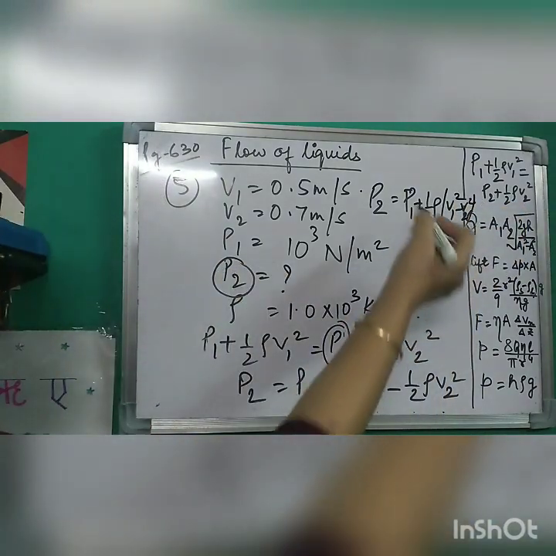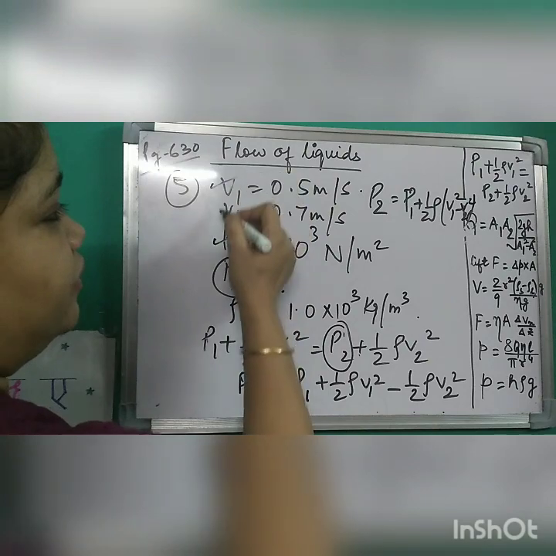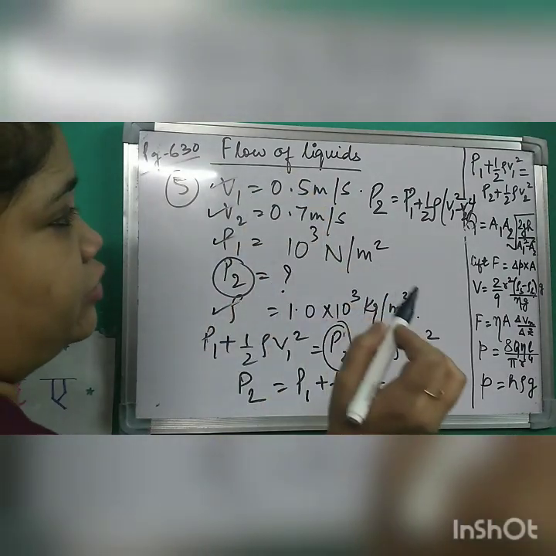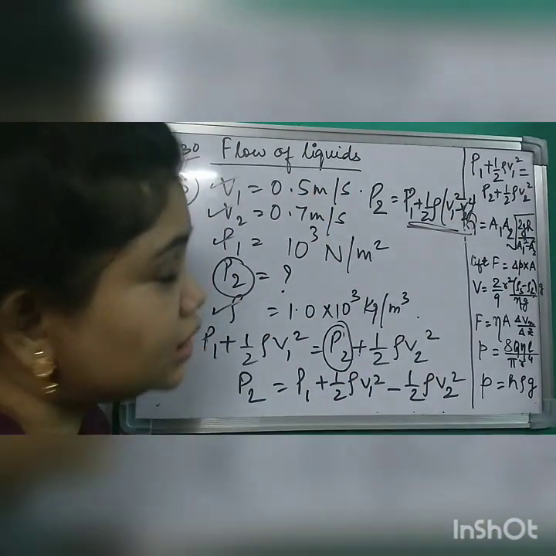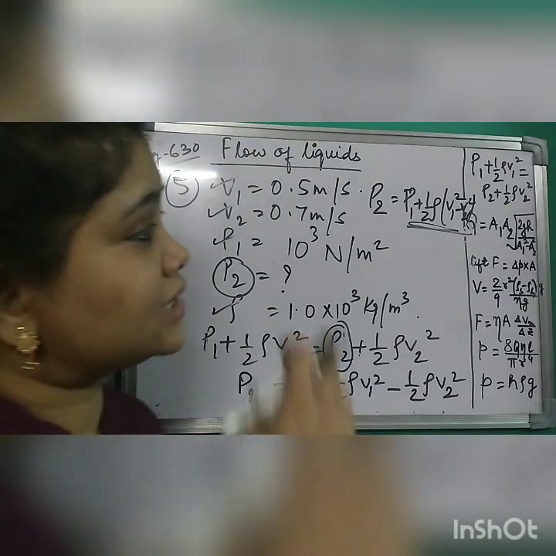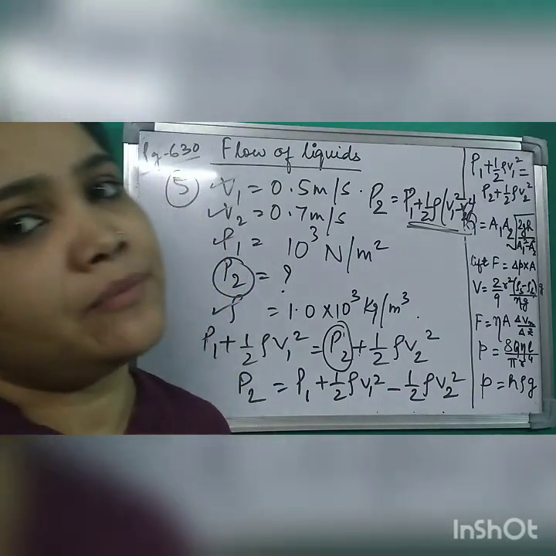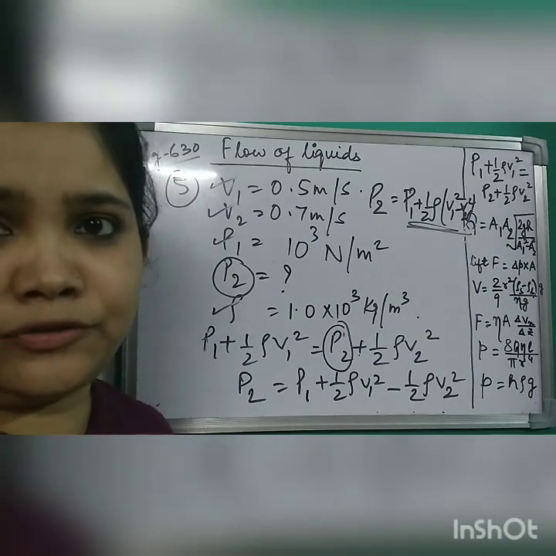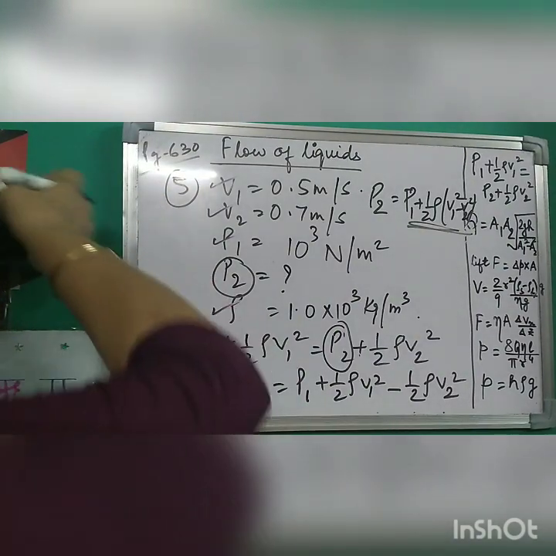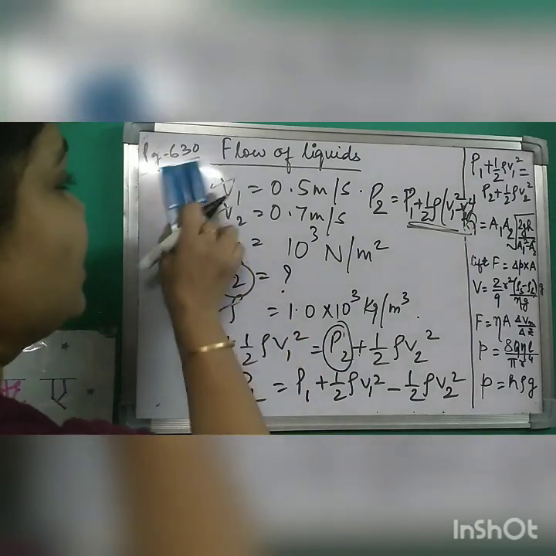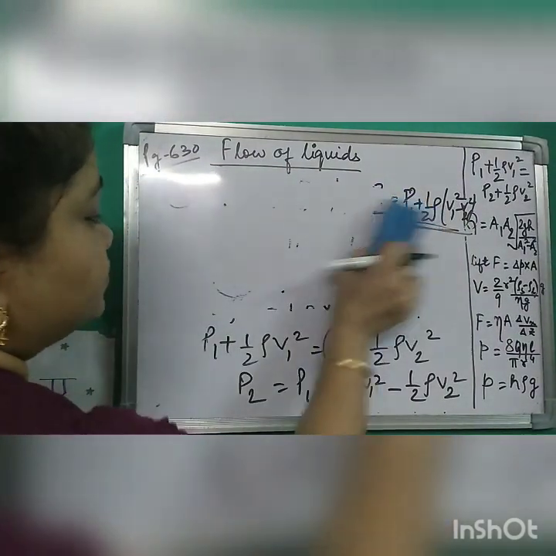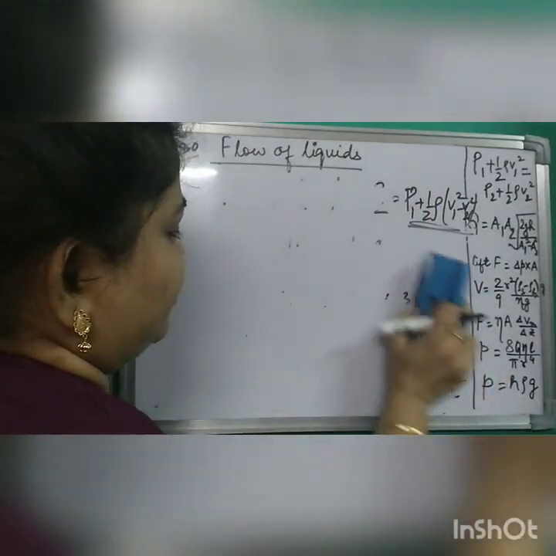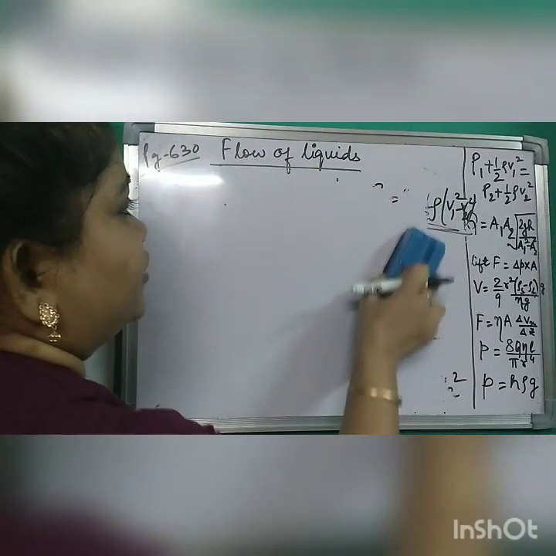See, P1 is given to you, V1 is given to you, V2 is given to you, and rho is given to you. Just put it in this formula. Put the values in the formula as I have shown you, and you will get the answer. Hope this is clear to all of you. So students, if you know this formula, the sums are really easy. These are almost the same type of sums which are given one after the other.